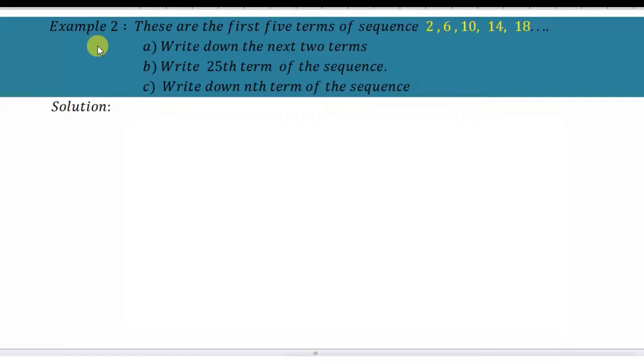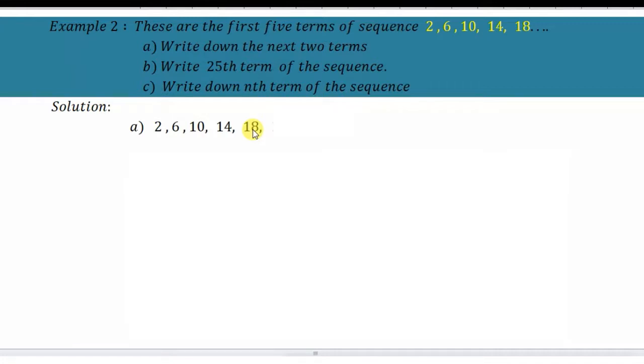This example I've taken from the IGCSE past paper. These are the first 5 terms of the sequence, that is 2, 6, 10, 14, 18. Write down the next 2 terms of the sequence. Let us pick the sequence, that is 2, 6, 10, 14 and 18.